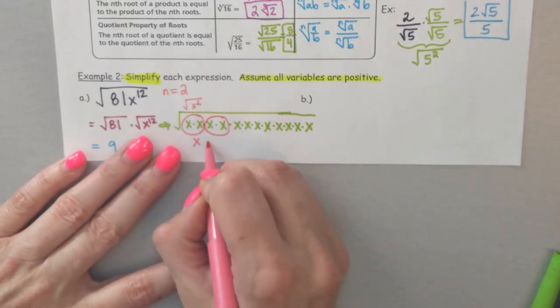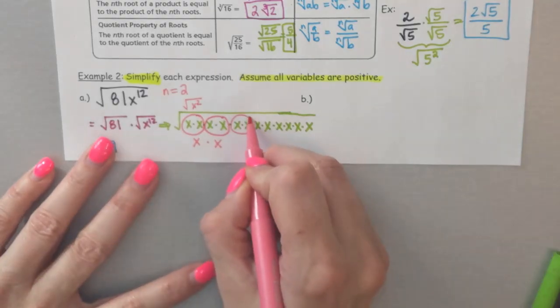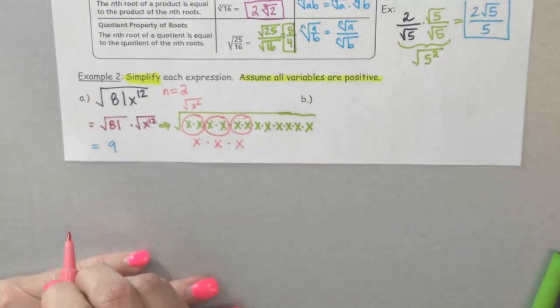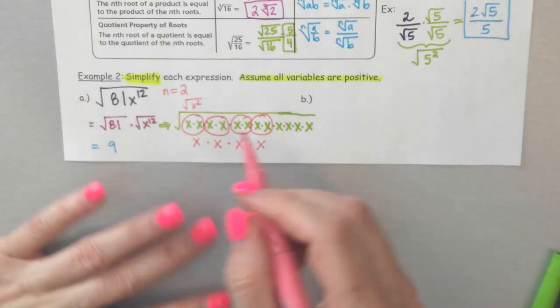So that just keeps happening. Again, I have 2, that's going to come out. I have another group of 2, that's going to come out. Another group of 2, that's going to come out.